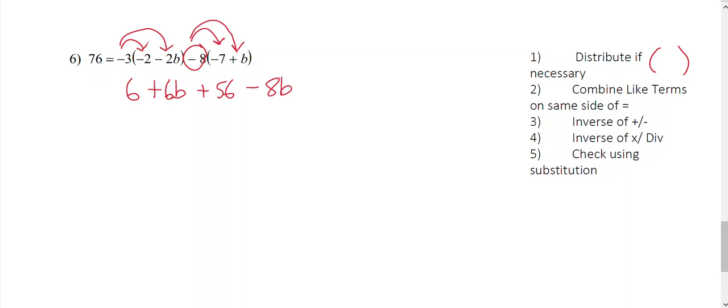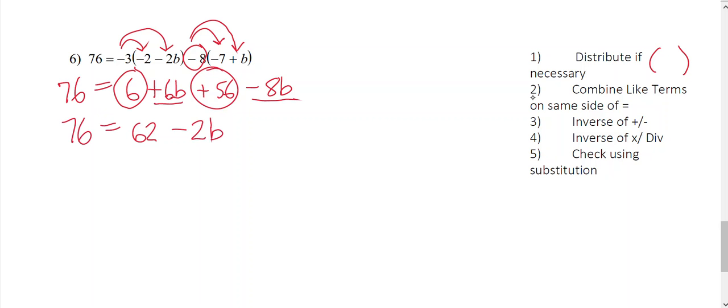I should only have one sign in front of each term because I'm using the sign of my answer to know whether or not to put a plus or minus. Now I can combine my like terms. My like terms are positive 6 and positive 56, which combine to give me 62. Positive 6b minus 8b combined to give me negative 2b.